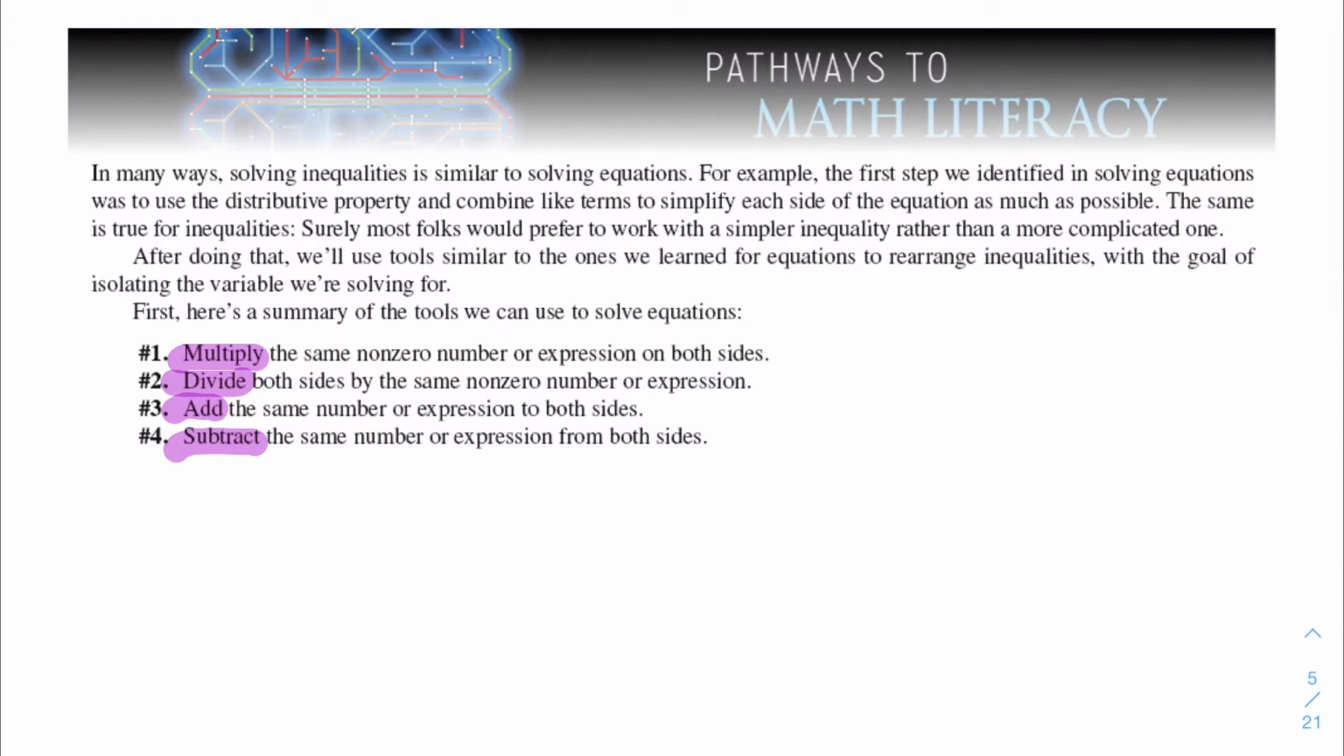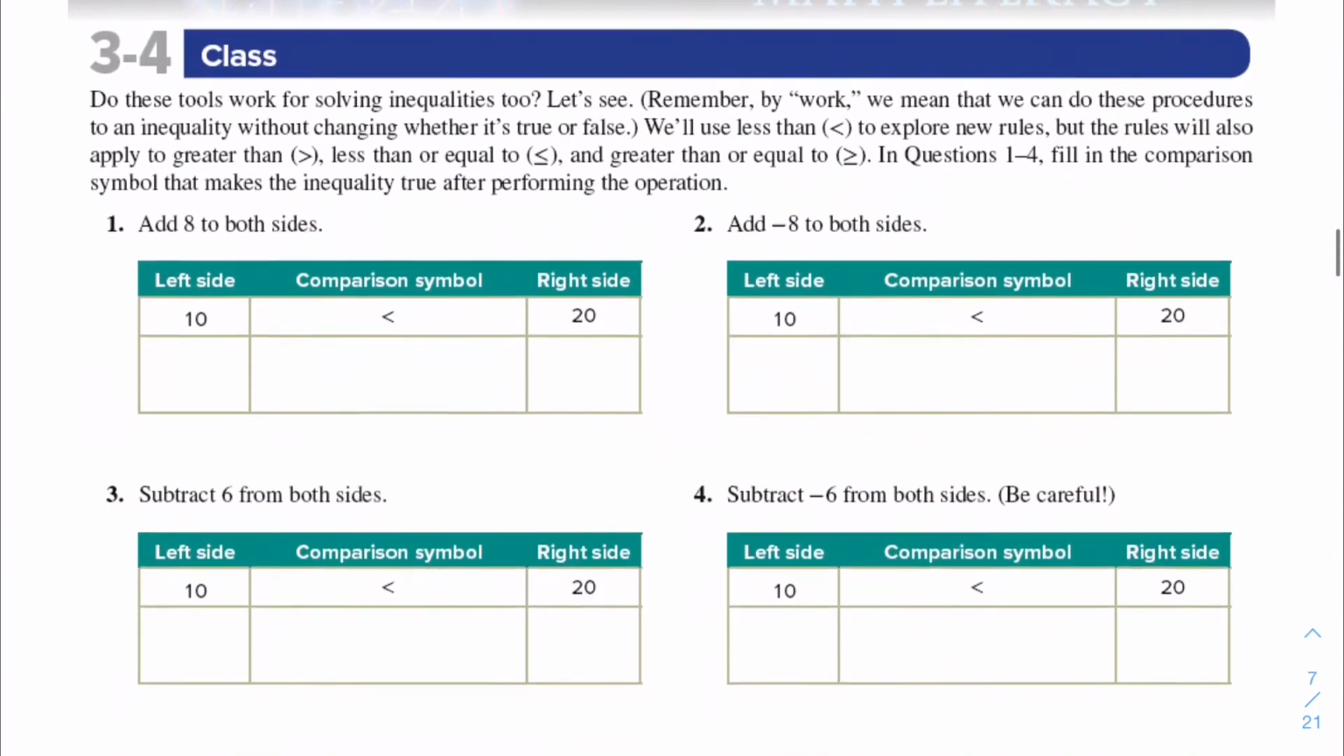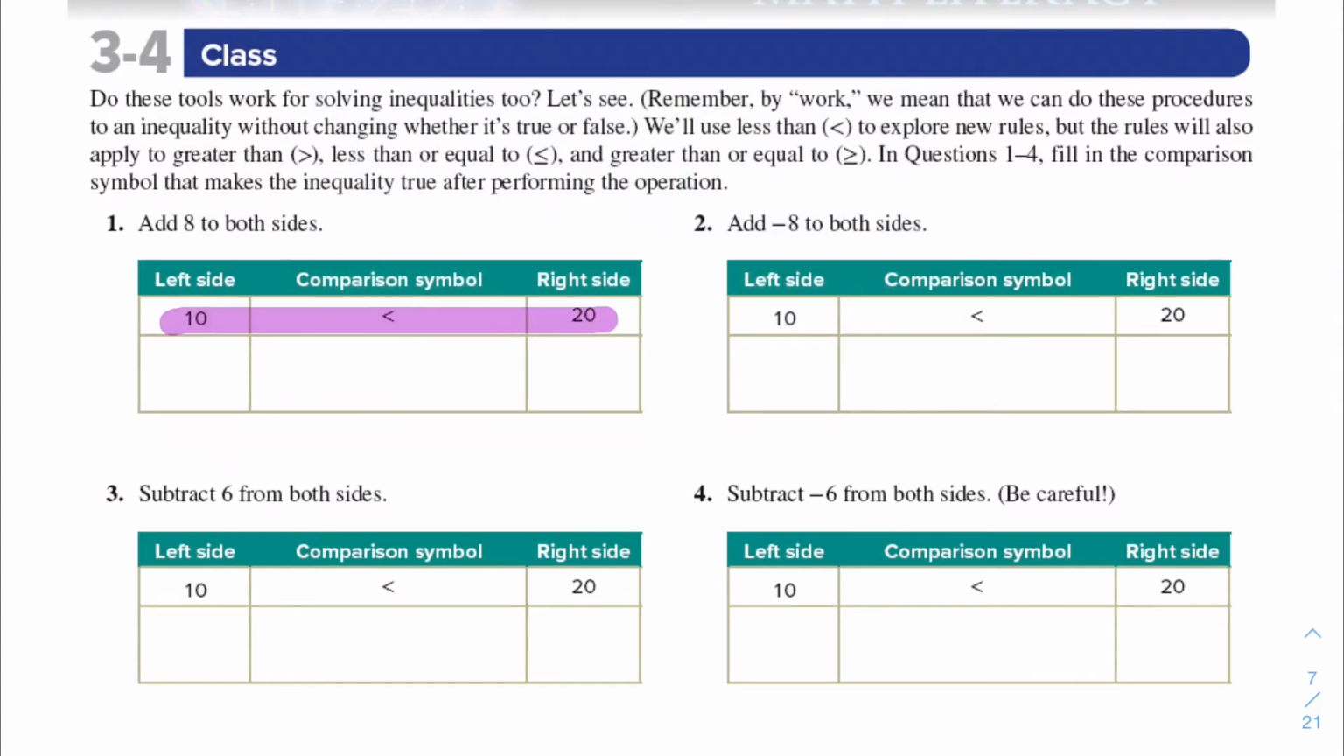We've got a different symbol in the middle. We've got an inequality sign. Can I do exactly the same things, and will it change any of our solutions? So we're going to look at some examples. We're going to start with exactly the same comparison. So in all of these, 10 is less than 20. That is a true statement.